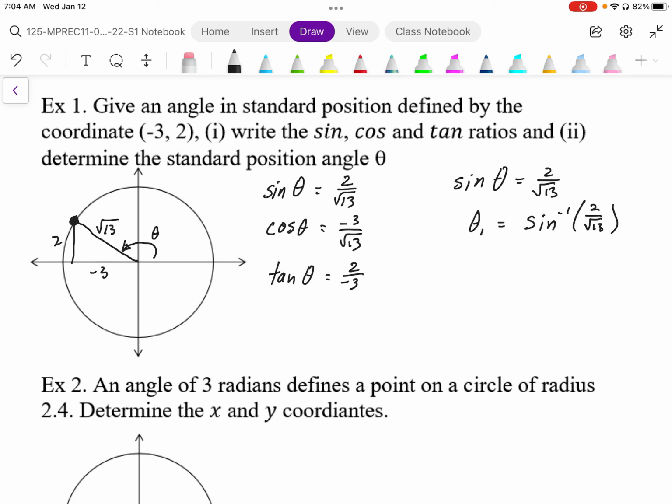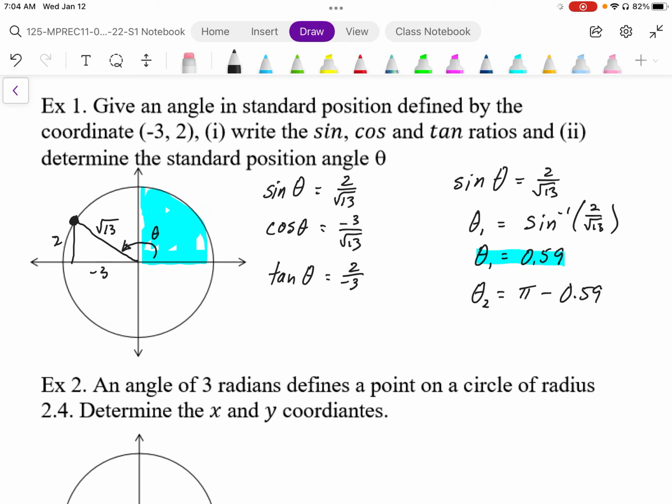I'm just going to round that to 0.59. So theta is equal to 0.59 radians. Now, 0.59 radians is in the wrong quadrant. 0.59 is going to be in quadrant 1. That's a quadrant 1 angle. So I need to then use the symmetry to get theta 2. There's a formula for this. It's going to be pi minus theta 1.